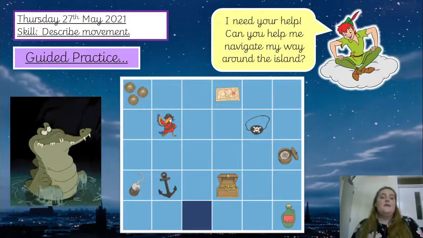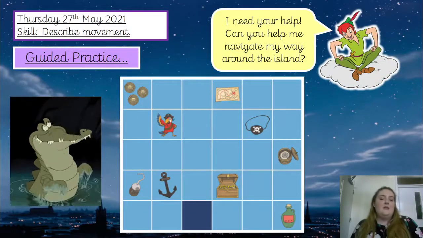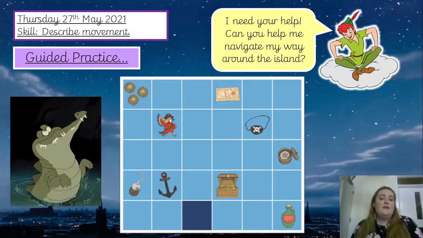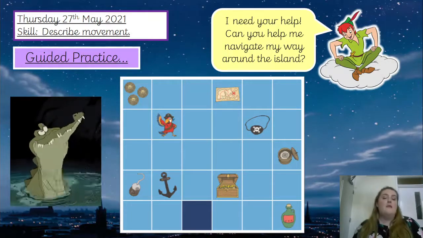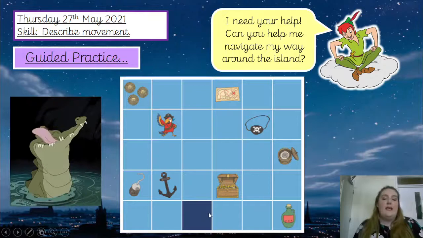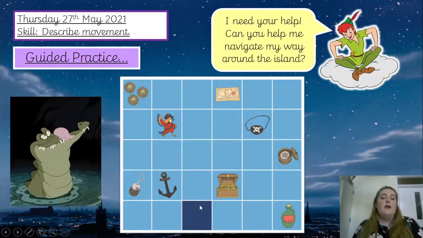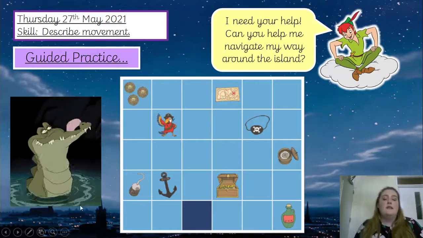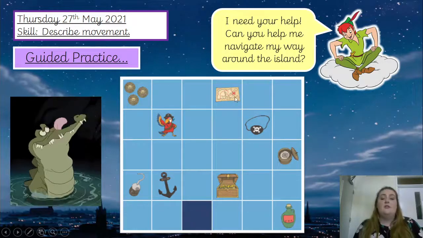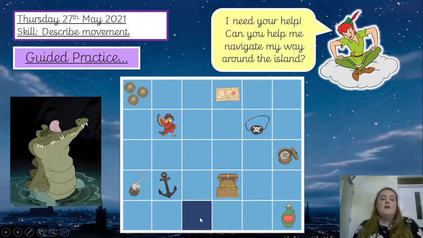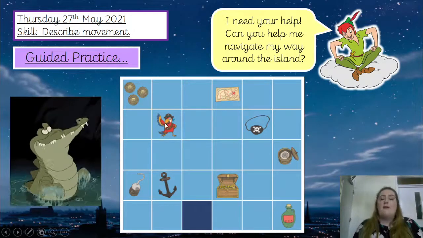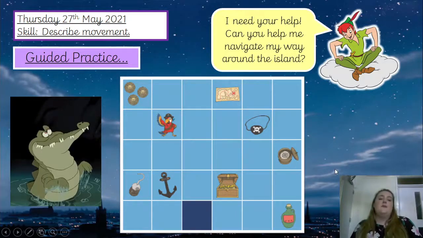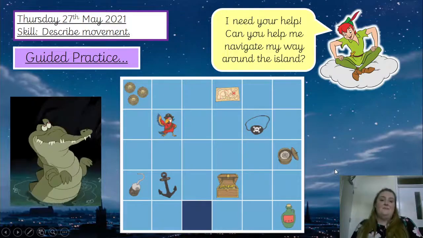Excellent. So for your guided practice then, Peter Pan needs your help. I would like you to try and navigate Peter Pan around the island. So your starting position is here in the dark blue square, and I would like you to get to the different items in the island. So can you direct Peter Pan from this starting position to the map, for example? And then once you've done that, could you direct him to the parrot? Okay, I'd like you to pause the video and try this now, please.